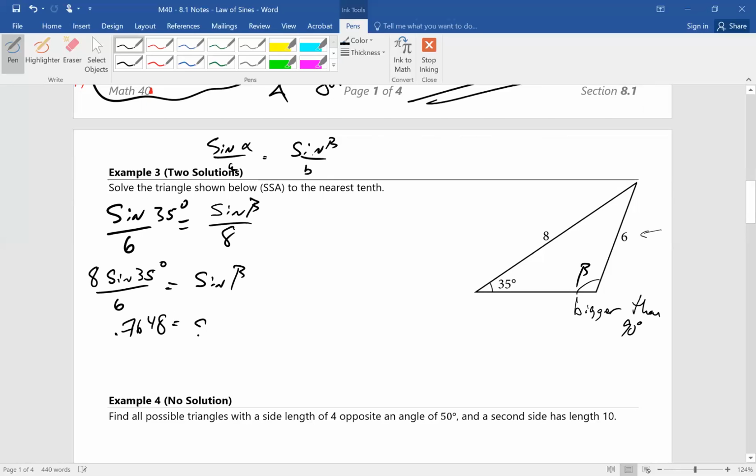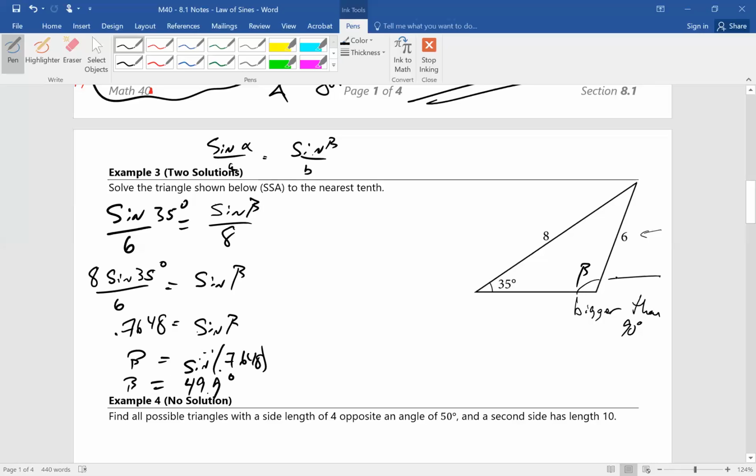0.7648 equals the ratio. It should spit out the angle beta. I'm doing that, and on your calculator, remember the limitations for inverse sine. It has to be between 90 degrees and minus 90 degrees, and it spits out 49.9.